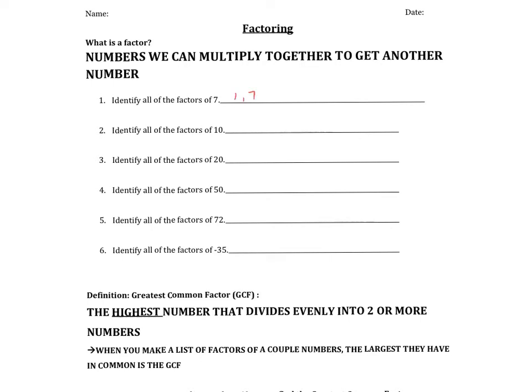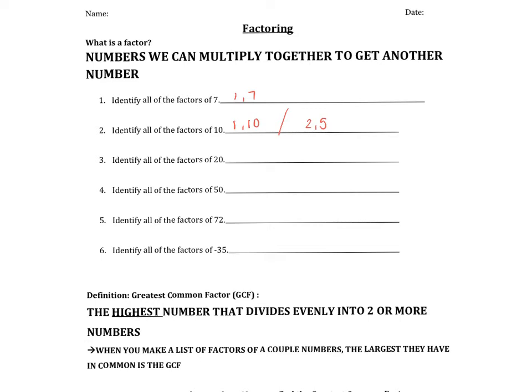Then we're going to identify all the factors of 10. Now, we can write this a little bit differently. I'm going to show you one way that we can write it in order to keep it organized. The first ones that we're always going to use are 1 and the number itself. But we could also multiply 2 times 5 to get 10. So that means 2 and 5 are also factors of 10. You could just put a slash between them.